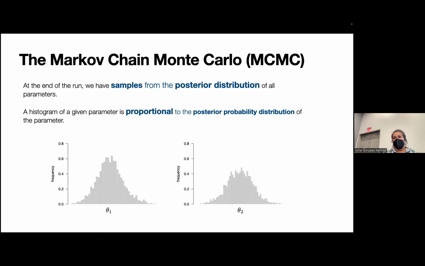Why is this important? Because remember that my algorithm is working in a way that I explore the parameter space in proportion to how probable the parameter value is. So the more I explore a value, the more likely that value is to be true, right? Great.